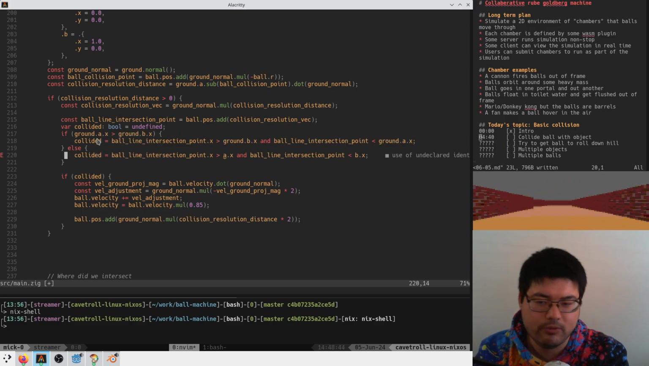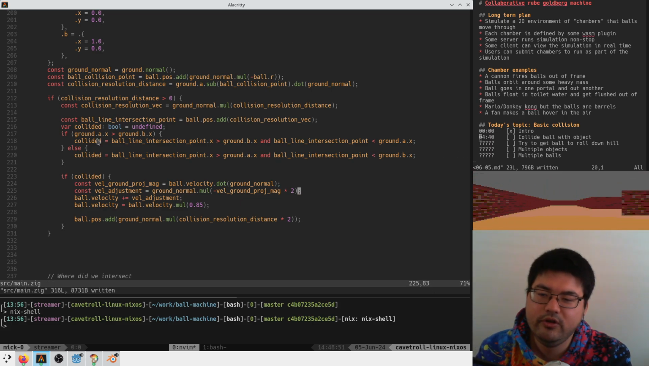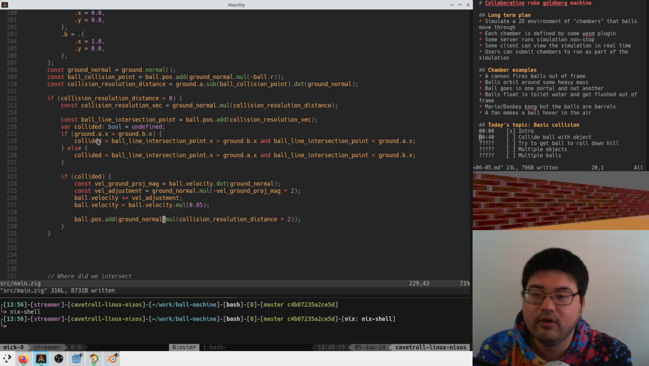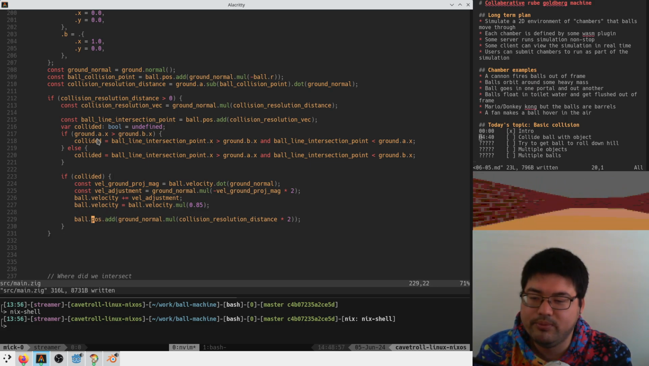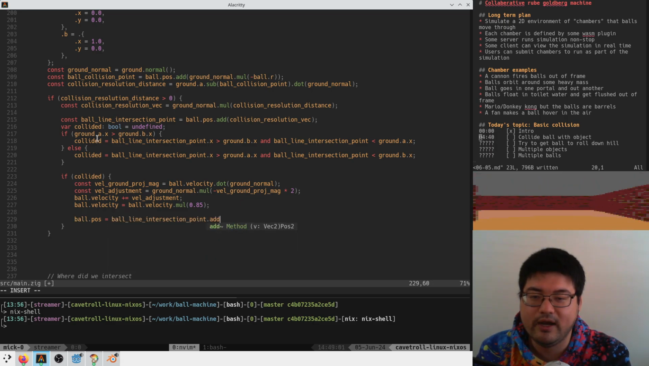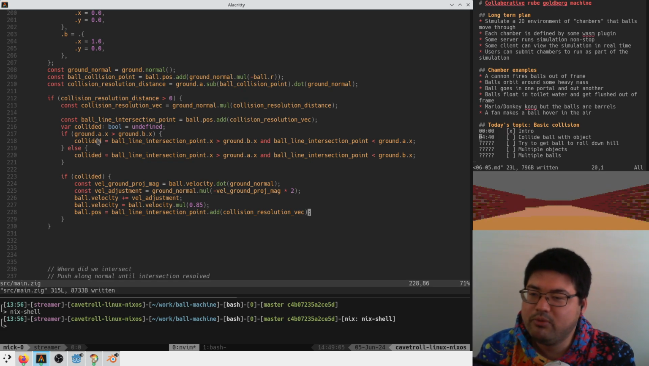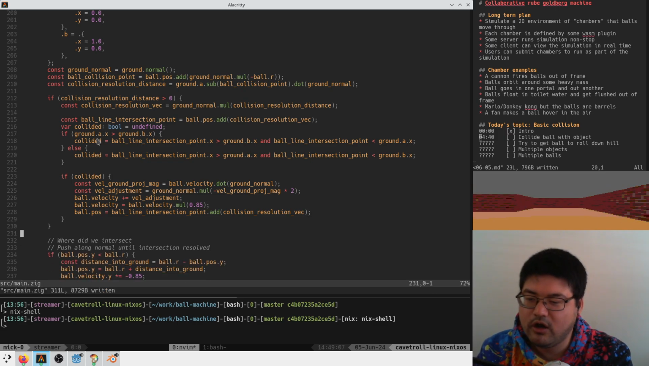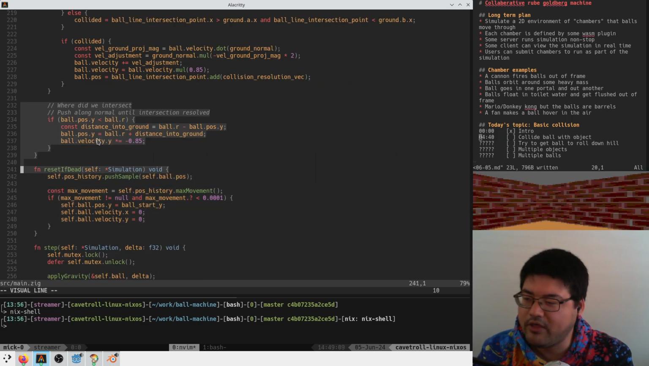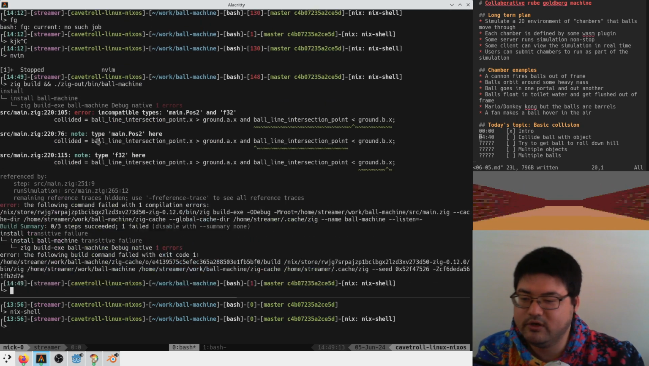I think. Could be wrong. But I'm pretty sure. Reasonably sure. Okay, and then here we just have to add. Here the ball position is the ball line intersection point added with the collision resolution vector again. This is what I believe the answer is. And if we did all of this right, nothing should have changed. But I doubt we did it all right.